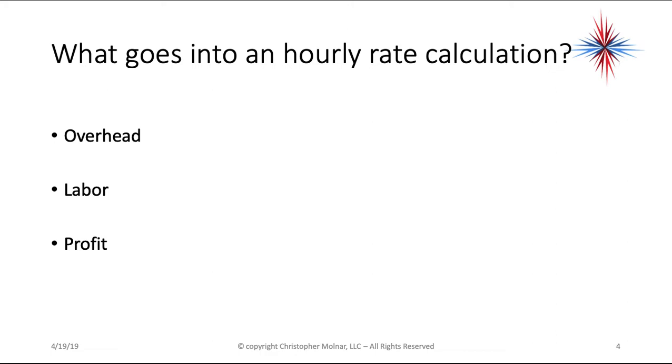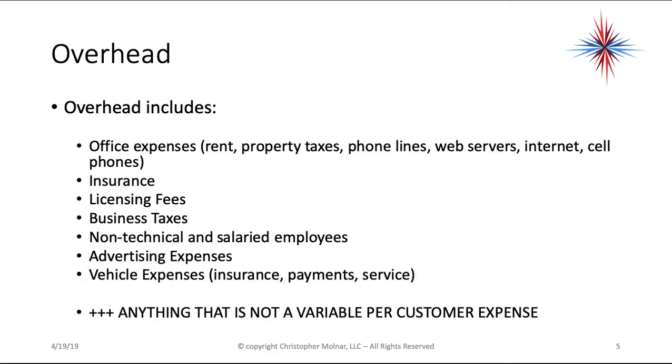That's unrealistic. So when we look at overhead, we have to include office expenses, rent, property taxes, phone line, web servers, internet, cell phones. Now, your smaller contractors don't have a ton of these, but still need to count some of them in. We all have insurance costs. State law requires us to carry certain different insurances. We also cannot ignore, I'll get to that on the labor side, health insurance and such as well.